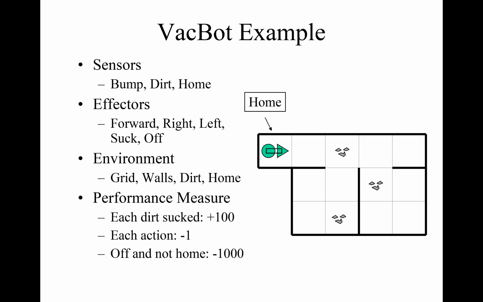Okay? All right, sensors and effectors. It's in an environment. In this environment, we have the underlying grid, which might be considered an element of the environment. We have the walls, we have the dirt, we have the home location.